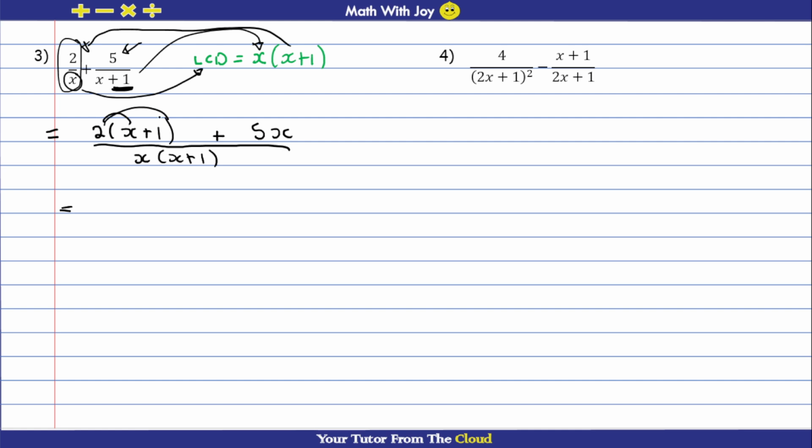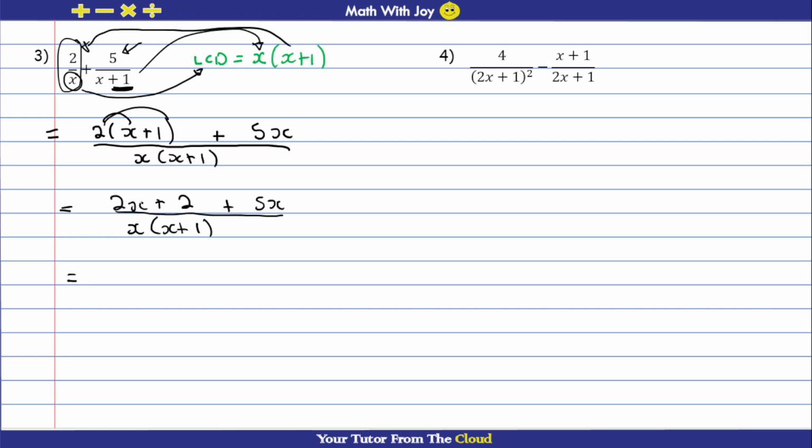So I'm going to multiply out the brackets to get 2x plus 2 plus 5x all over. You do not simplify or multiply out the denominator. You leave it as it is. So that's rule number 6. Make sure you take note. The denominator, the LCD, you just leave it as it is. You don't multiply it out. Okay, so we're only simplifying now the numerator.